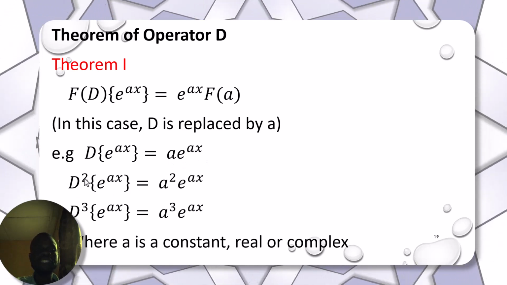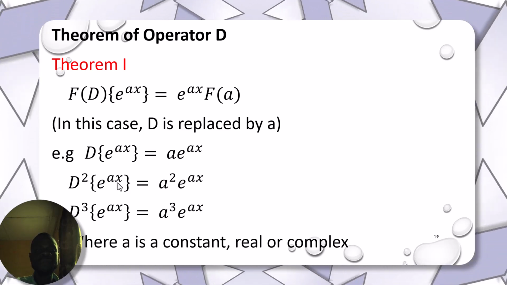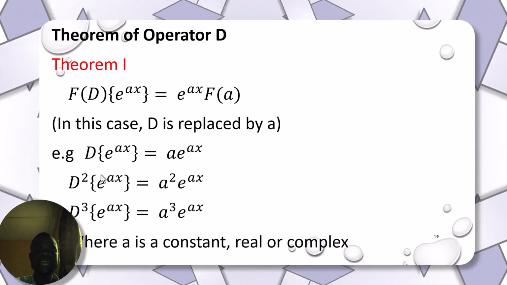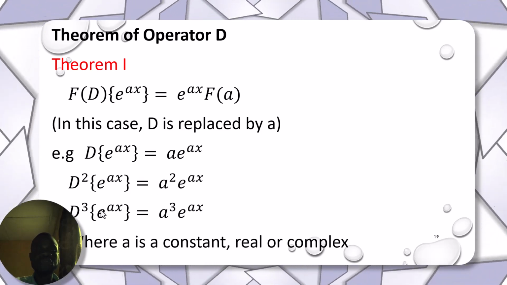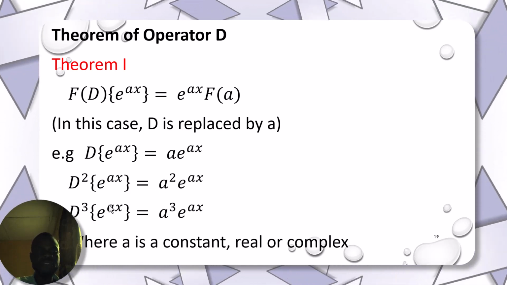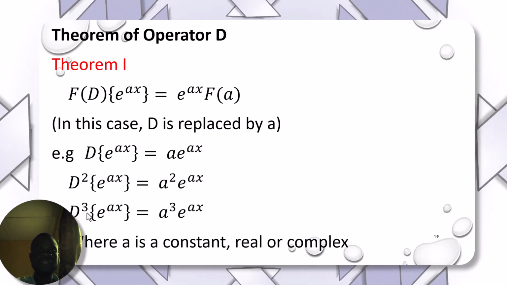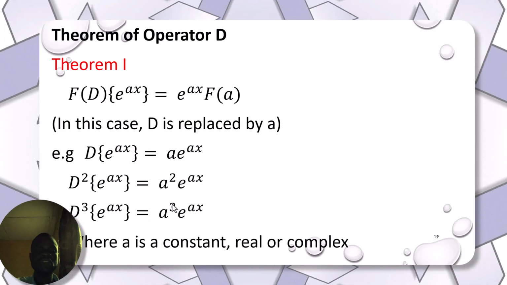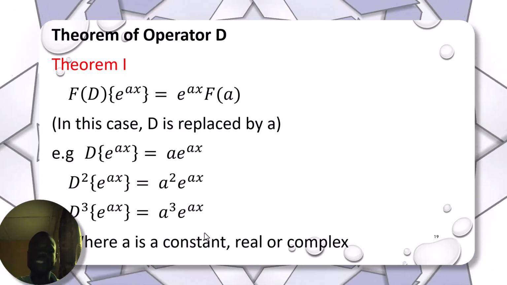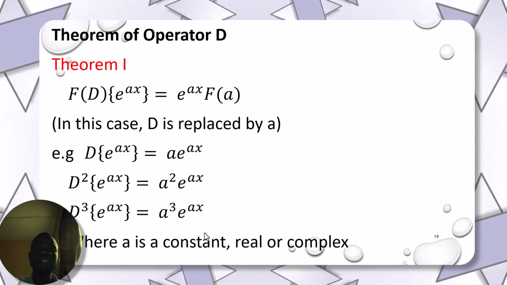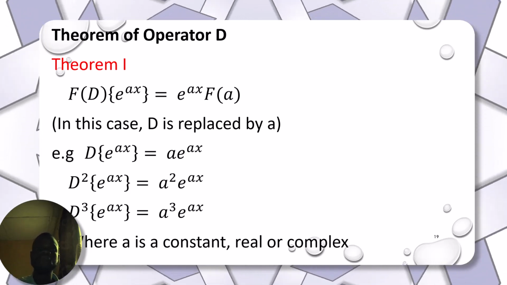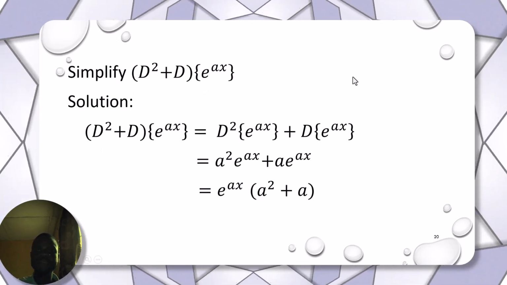So if I have D to the power of 2, it means I simply remove my D and replace it with a, then I have a to the power of 2. If I have D to the power of 3, remove D and replace it with a, then I have a to the power of 3. If it's 4, it's the same thing, a to the power of 4. Here your a is a constant, real or even a complex number. Alright, now let's take some examples so that you will understand it better.